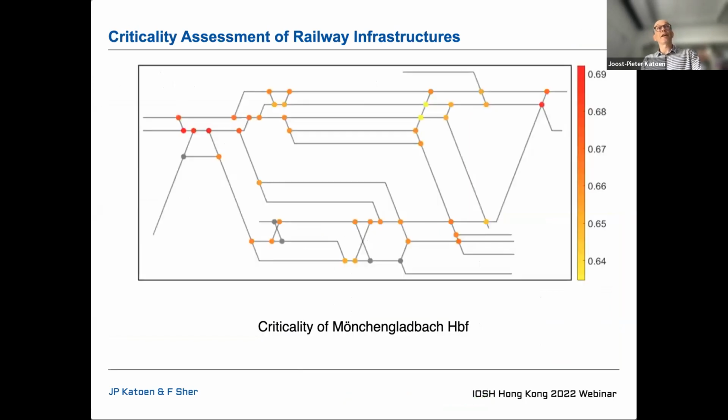And then what you get in the end, and this is the way we presented it to the end user, you get pictures like this, and they are kind of a heat map, where you see again on a very abstract level, the plan of a railway station, in this example, Mönchengladbach. And for each element, the criticality computed by, for instance, the Birnbaum index is indicated. The more red, the more critical. The less red, the less critical.